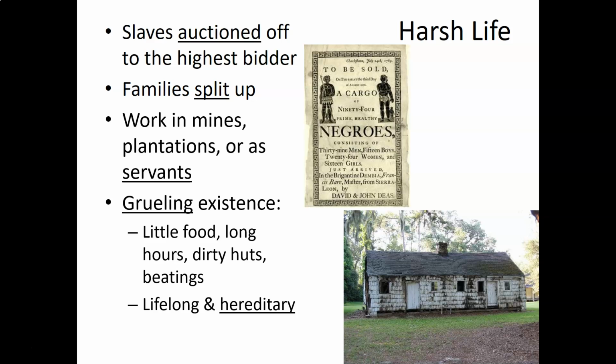All right, so now once they get to the Americas, it's a pretty harsh life. It's better than what it was on the ships because you're not as tightly packed, but it's still really, really bad. And typically how it worked is slaves are going to be auctioned off to the highest bidder. Families typically would be split up to, again, devalue them as humans and also break them down in terms of resistance. You see slaves work in mines.